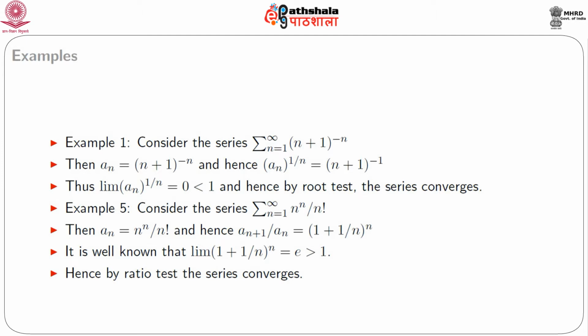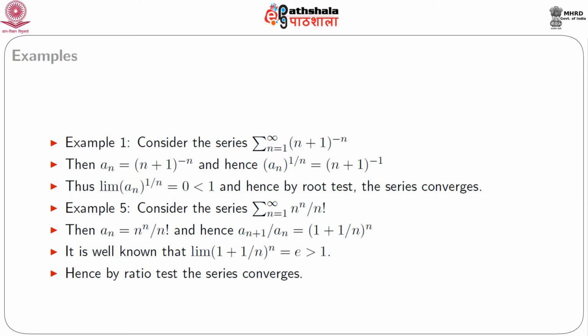Consider the series summation n from 1 to infinity of (n plus 1) whole to the power minus n. Naturally, the nth term in this case is (n plus 1) to the power minus n, and we find that a_n to the power 1 by n is nothing but 1 by (n plus 1). Therefore, the limit of a_n to the power 1 by n is 0, which is less than 1, and hence by Cauchy's root test the series converges.